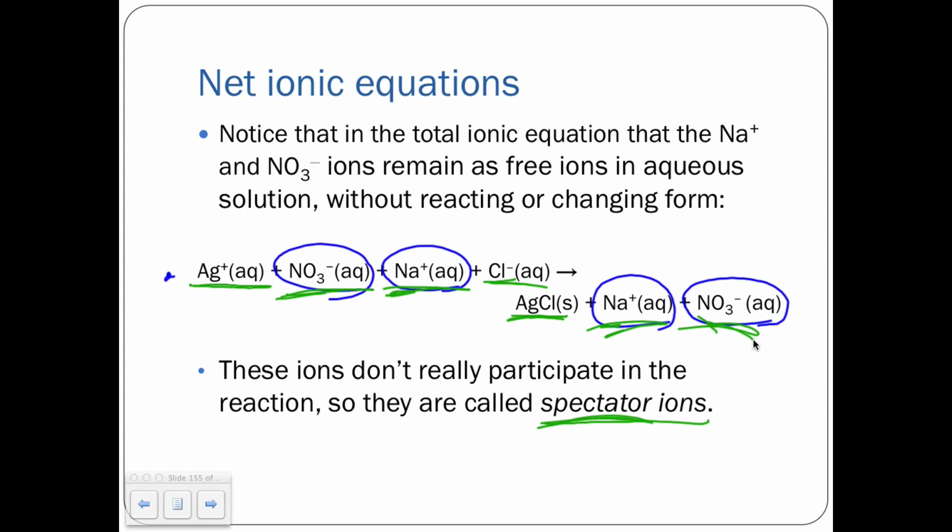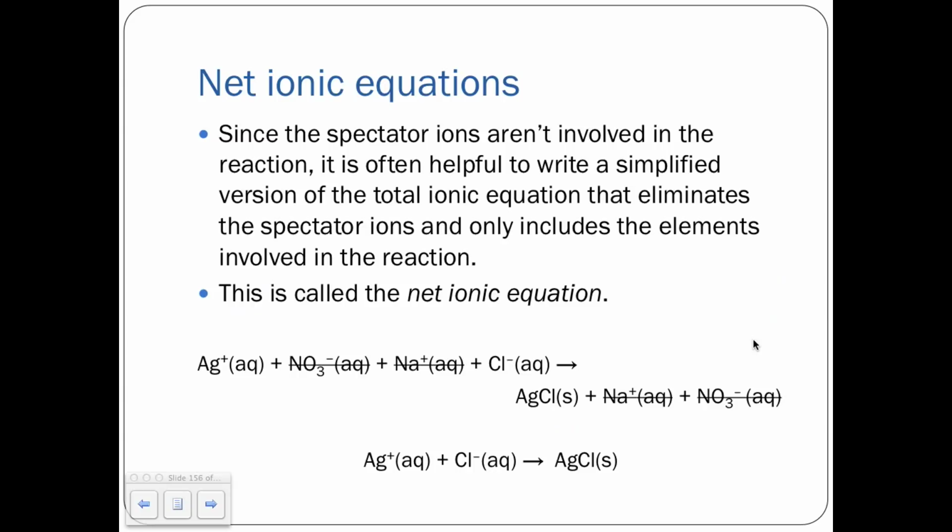And so these spectator ions, since they aren't involved in the reaction, it's sometimes helpful to write a simplified version of the total ionic equation that eliminates the spectator ions, because really they're not part of the reaction. And so instead you write out an ionic equation that only includes the species that are involved in the reaction. And so this type of equation, simplified down, which doesn't involve the spectator ions, is called a net ionic equation.